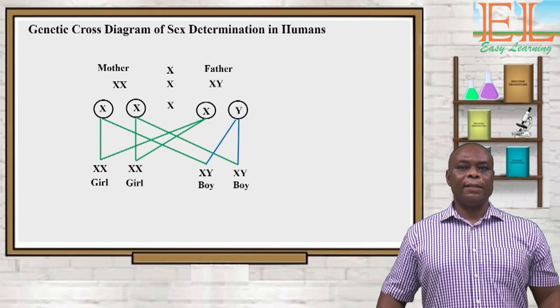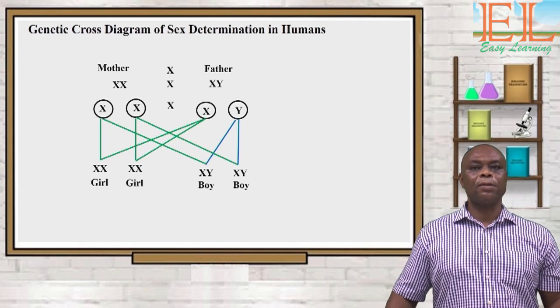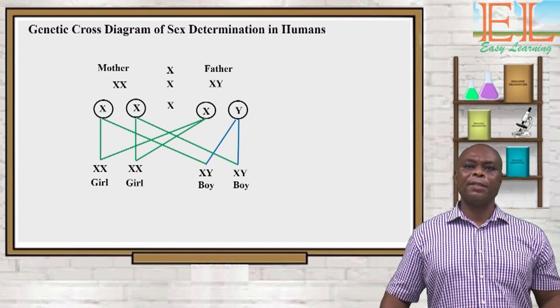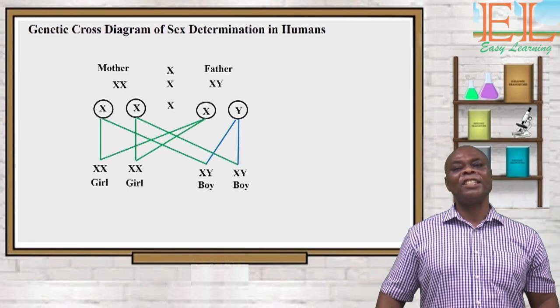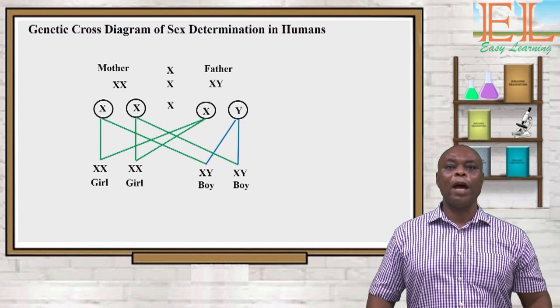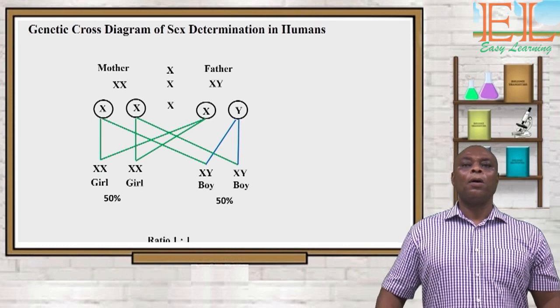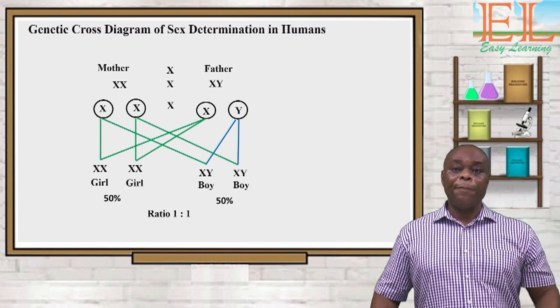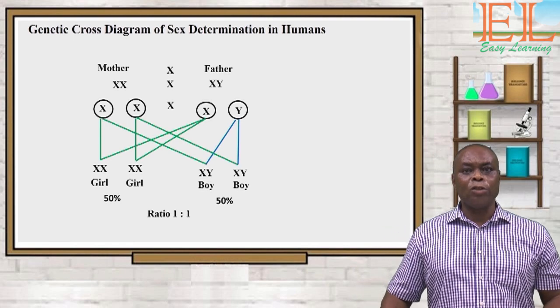Now, let's look at the children. We have 2 males and 2 females. It doesn't mean when they give birth, they will give birth to 2 males and 2 females. But the chance that in every birth, they will give birth to a boy or a girl is in the ratio 1:1 or 50%. That means they have equal chance to occur.